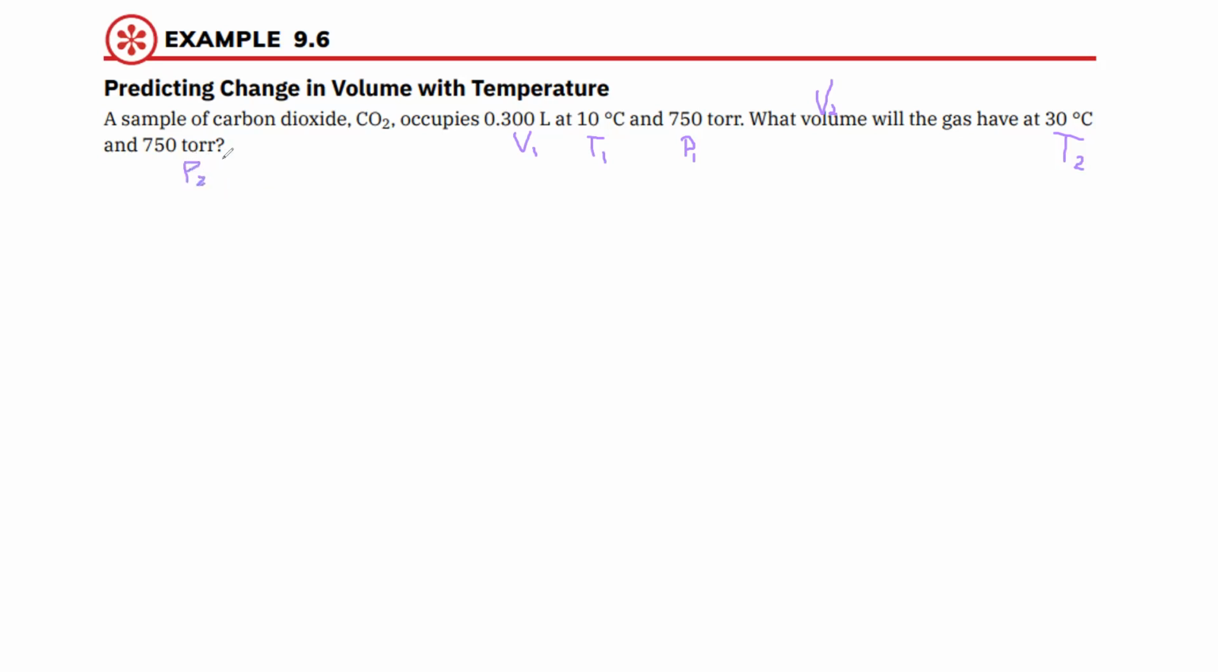heated to 30 degrees and a pressure of 750 torr. But again, 750 torr is what we started with. So P1 and P2 are the same. They're just going to cancel. That's why we can essentially not even worry about that piece. We're just focused on volume and temperature.